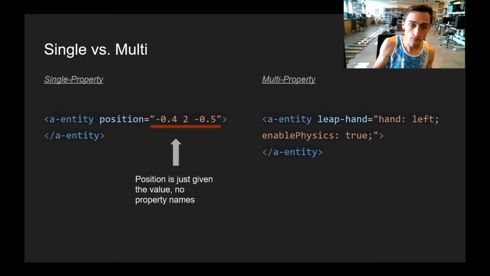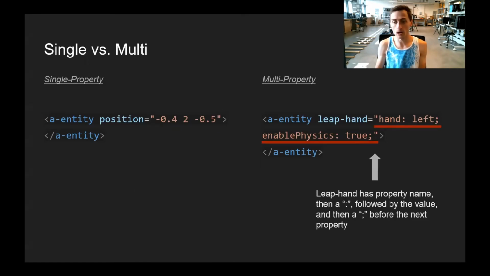So all right, in the single property component, you'll notice we're just giving it a value. That's it. We're not giving it any property names or anything. It's just one value because it only has one property. So in this case, it's a vector in 3 dimensions. So you have your X, your Y, and your Z.